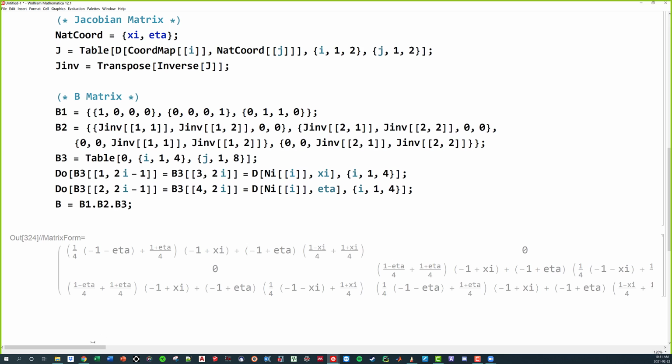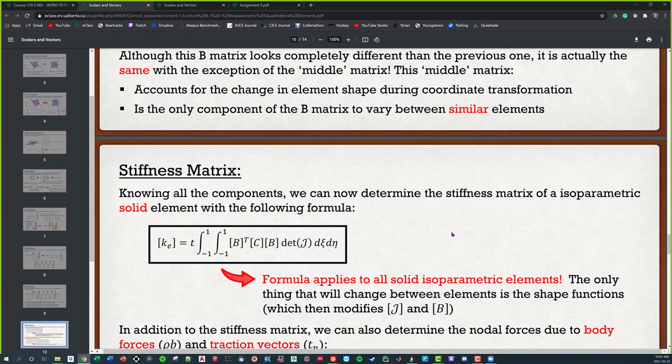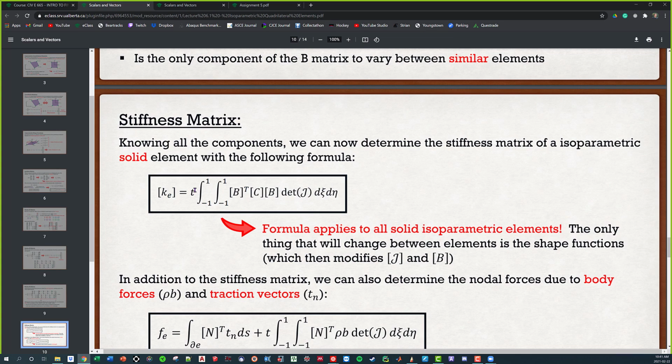Now this is actually perfect. We're basically at the end, because if we look at our stiffness matrix, we need T, which we have. We need B twice, which we now have. And we need C, which we have. And then we need our Jacobian, which we also have. We have everything that we need.